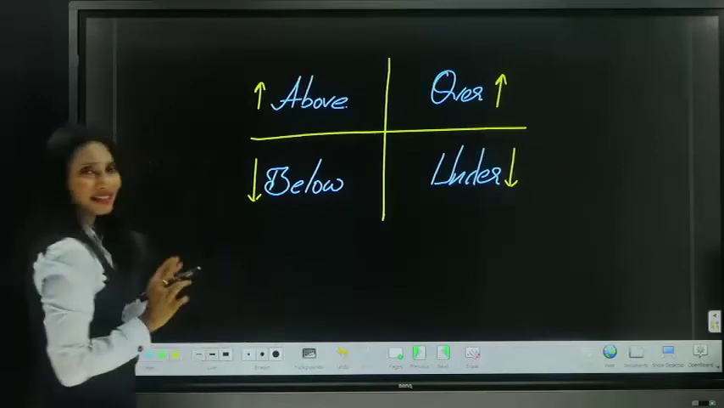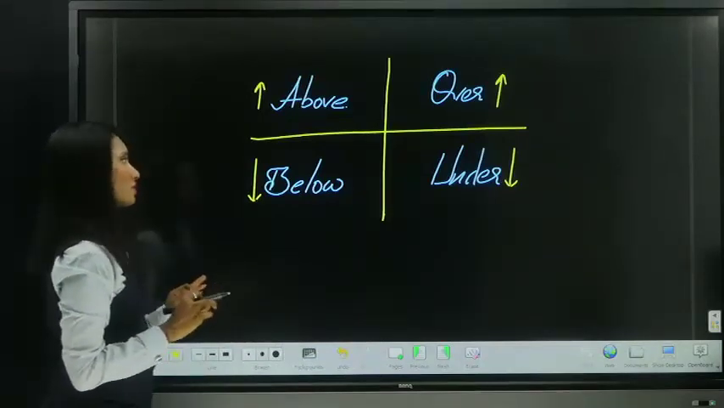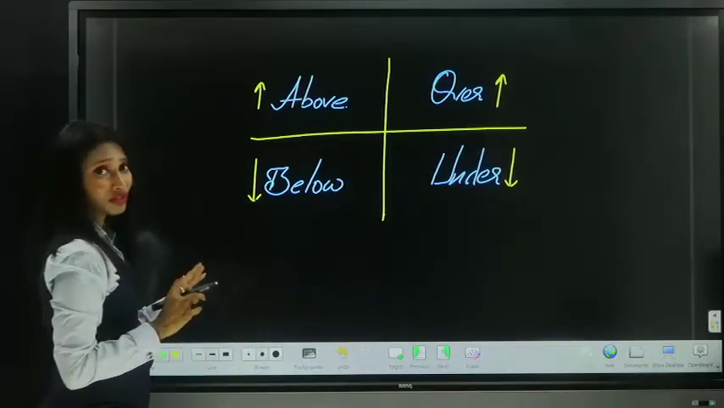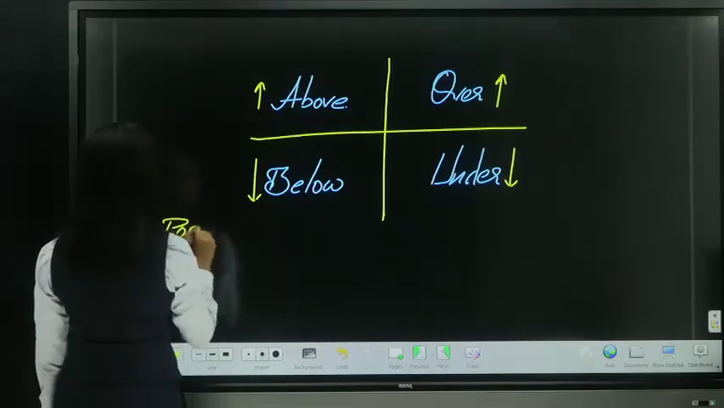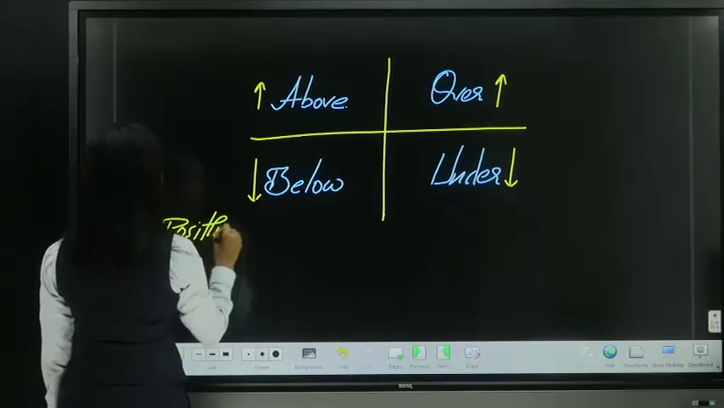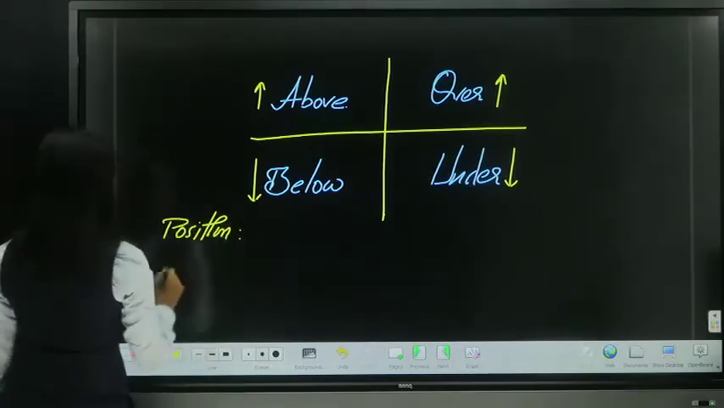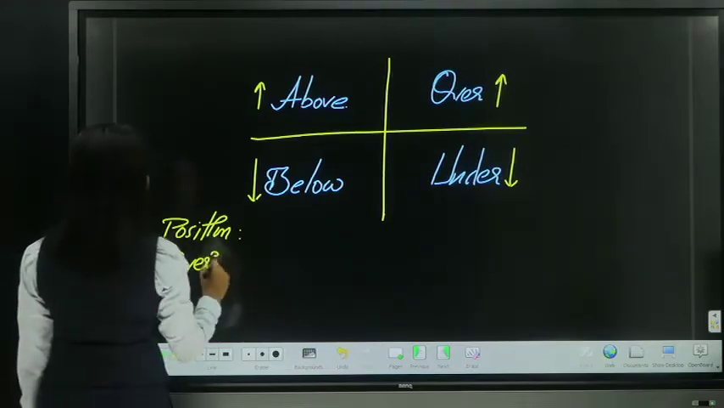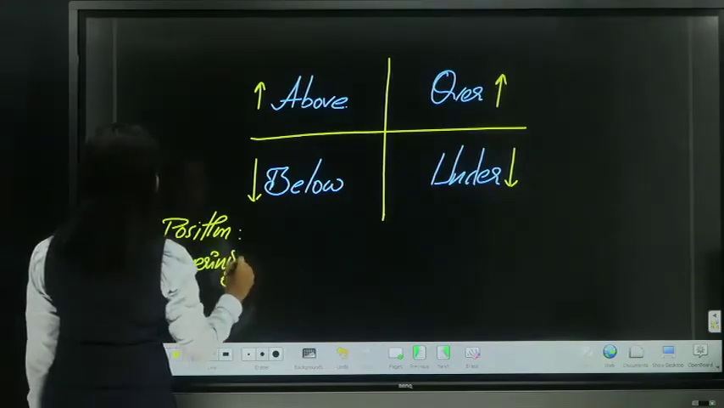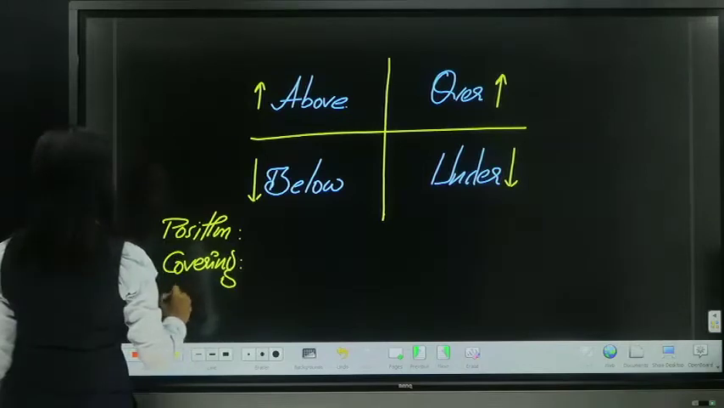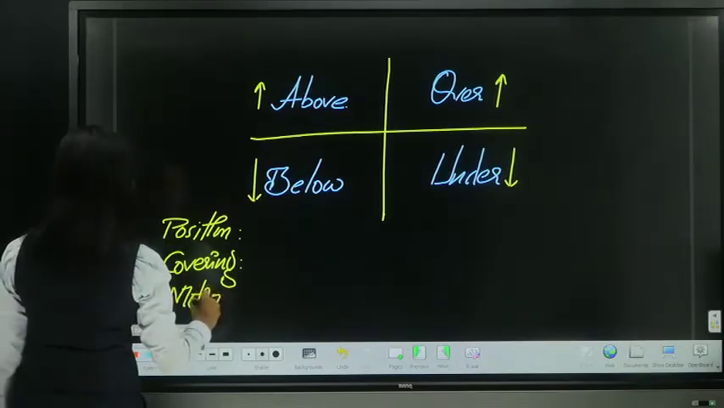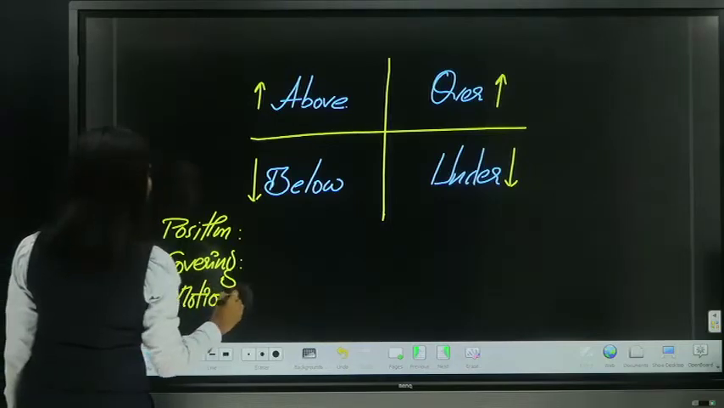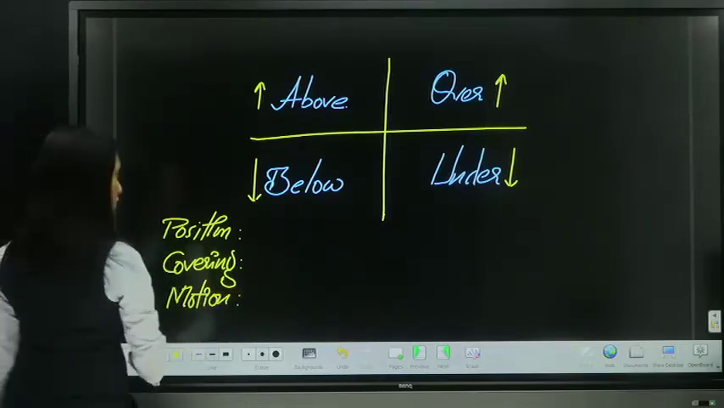Now what is the difference in the usage? I've taken these four so that you'll have clarity. Let me talk about this in three ways: position, covering, motion. So what are these and how to use them?